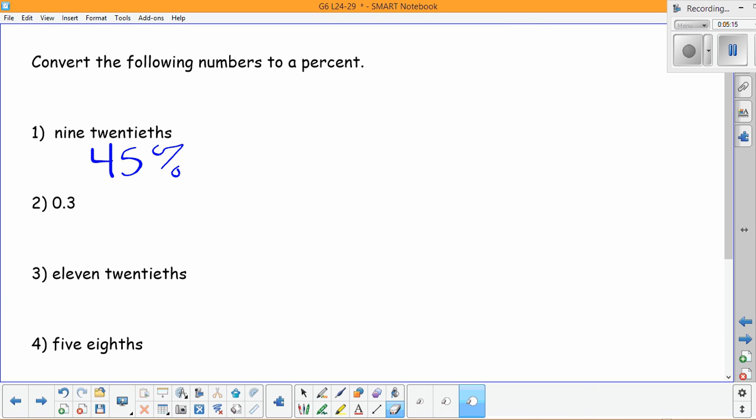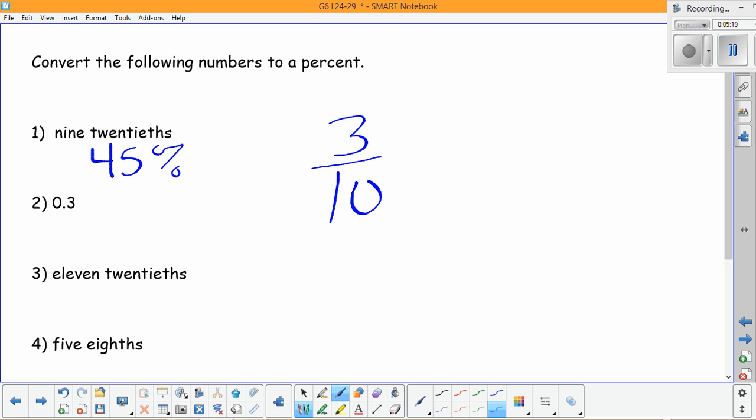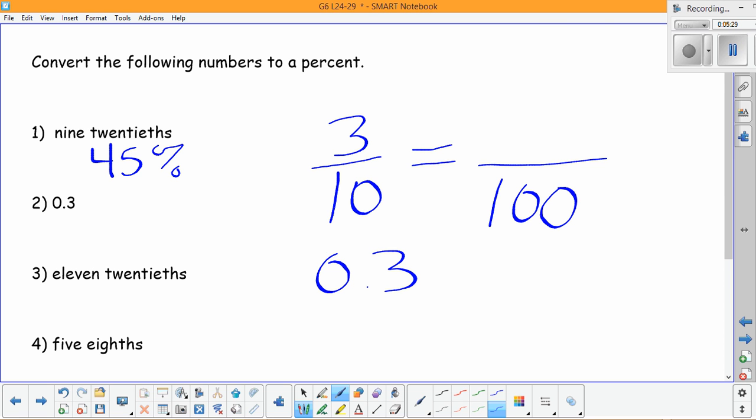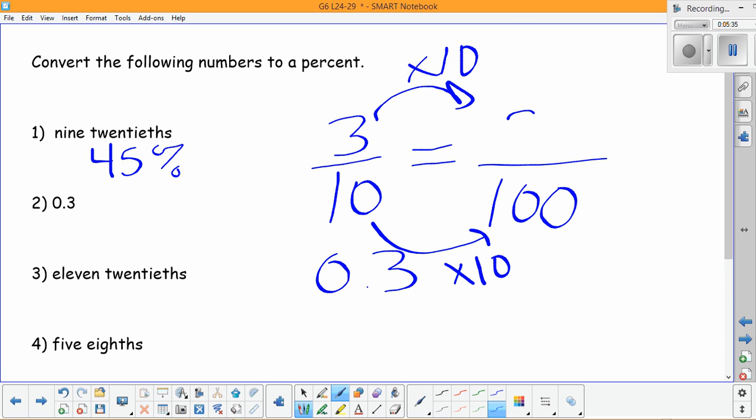And for the next one, I have 3/10. Now, I can write that as 3/10, but I wrote it in a fraction form because I want to be able to make the denominator 100. And to get from 10 to 100, I multiply by 10. So 3 times 10 is 30. So it's 30 hundredths or 30%.